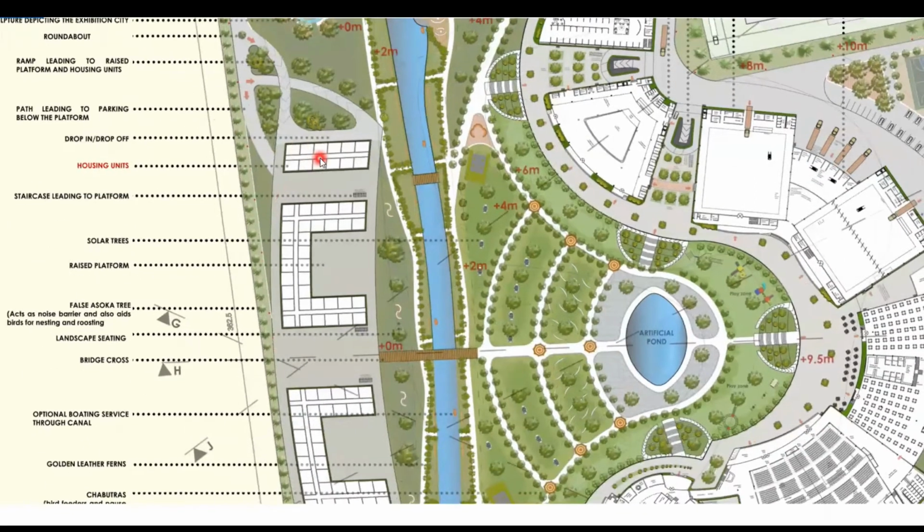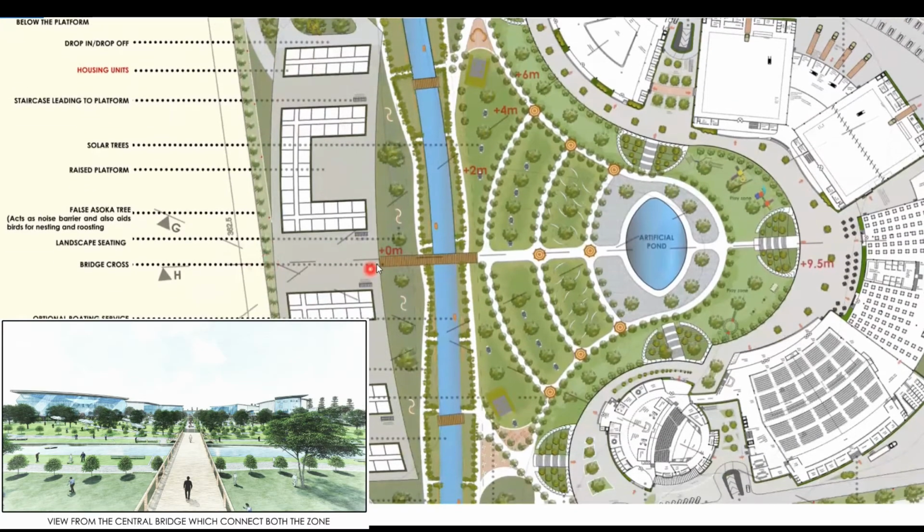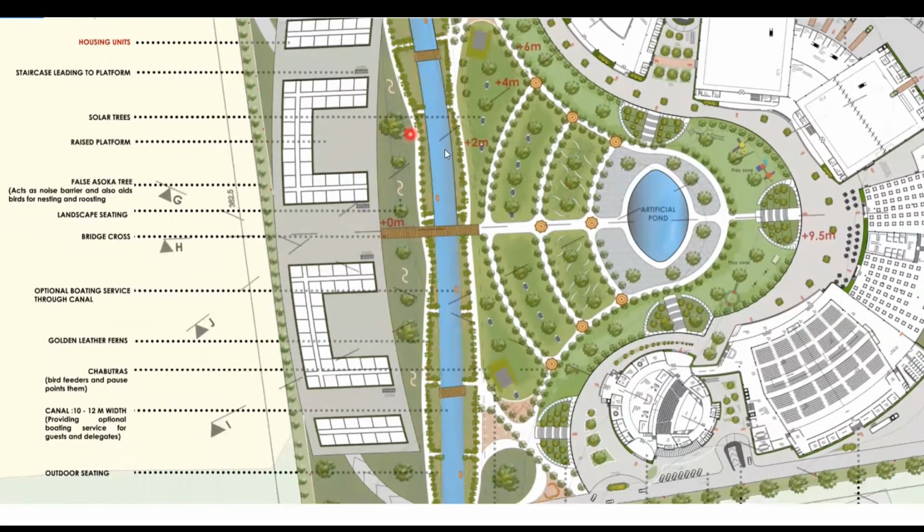And these are the housing units, and this is the staircase leading to the raised platform from the beneath level. And these are the false ashoka trees, which also act as a noise barrier. And this is the bridge crossing from the raised platform to the functioning zone here. And these are the golden leather ferns planted on either side of the canal for soil protection. And on either side of the canal, several landscape settings are also provided.